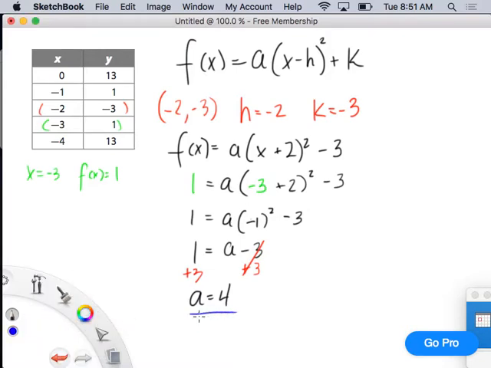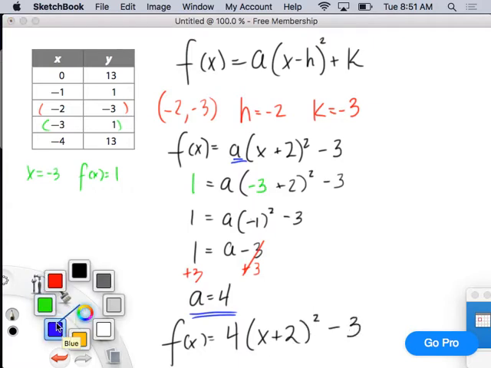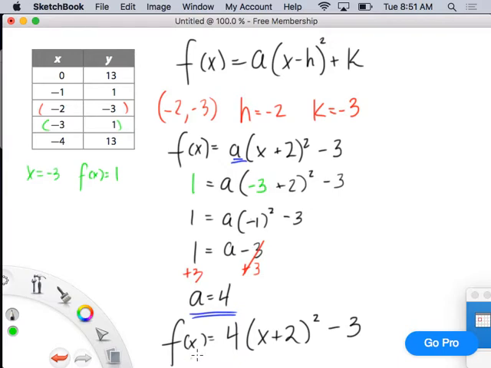Take that value, a equals 4, plug it back in for a. And I get my final answer: f of x equals 4 times (x plus 2) squared minus 3. And that's my final answer. Any questions? Any questions on this? No?